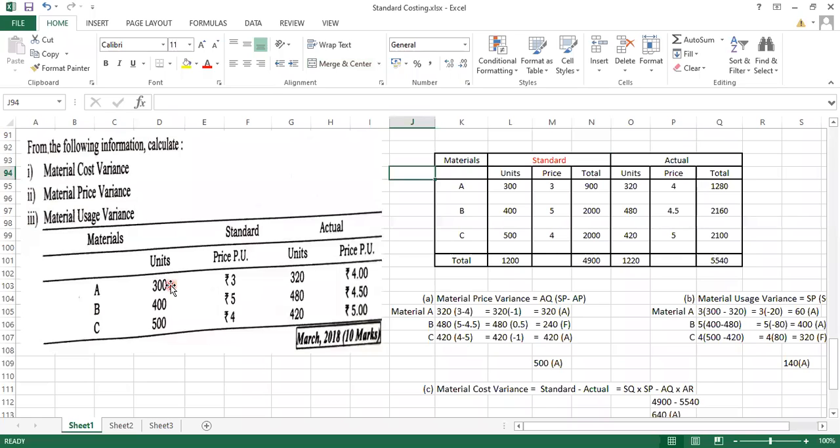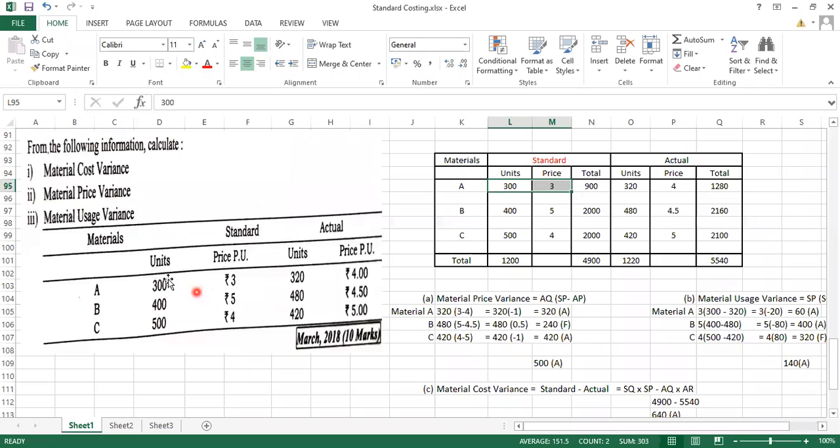Units into price. If I want the total, I multiply units into price. So what are the units? 300 are the units. What is the price per unit? The price of making one unit is 3 rupees. So 300 into 3 comes to how much? 900 rupees. So we have just multiplied units with price to get the total.